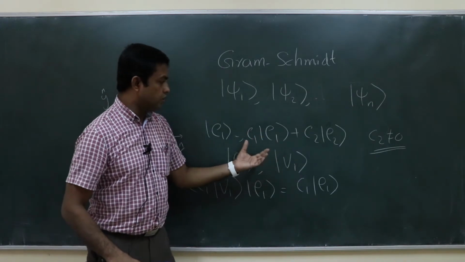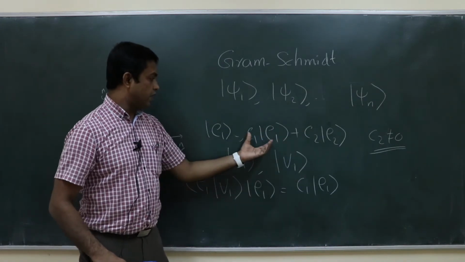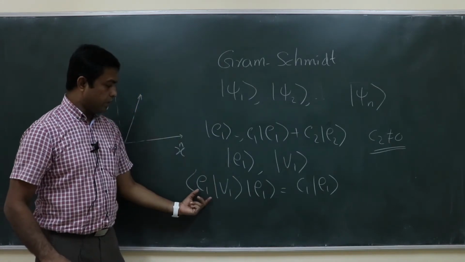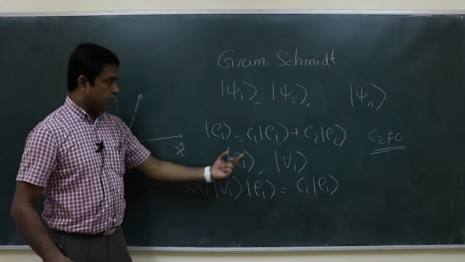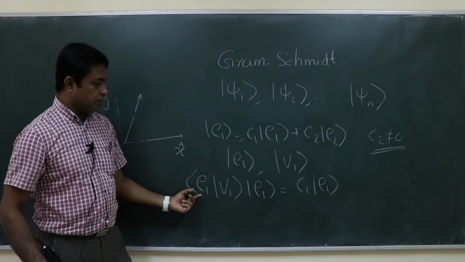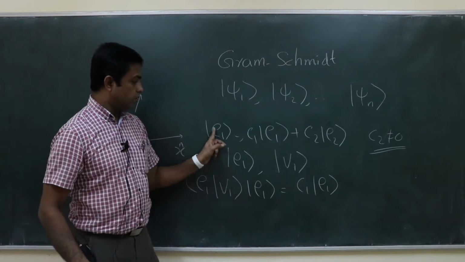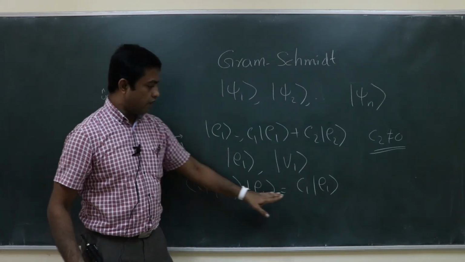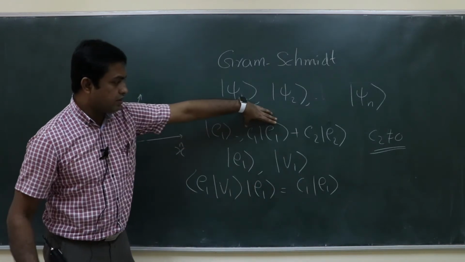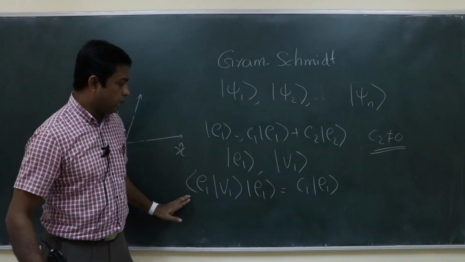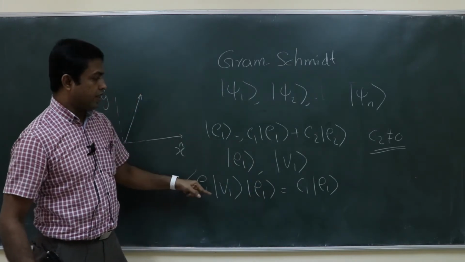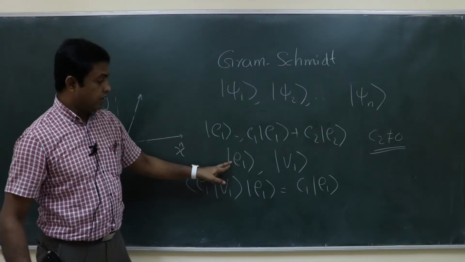So to find the projection of this vector along this one, what I should do is find the inner product of this vector with the ket E1. Obviously ket E1, so this one I will get this. Then what should I do? This quantity I should subtract from the second vector. So ket V1 minus this quantity will give you a vector orthogonal to ket E1.